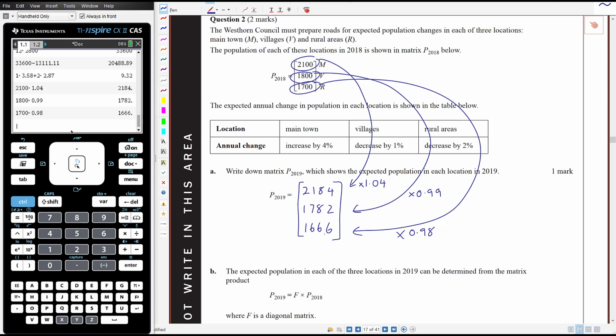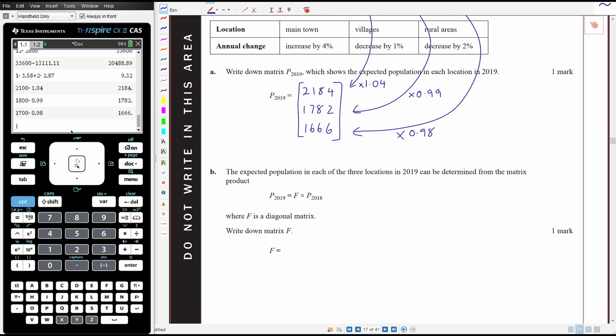So that is 1666. The expected population in each of the 3 locations in 2019 can be determined from the matrix product P 2019 equals F times P 2018. Okay, so we want to think about P 2019 being a 3 by 1 matrix. That's going to be F times P 2018, which was also a 3 by 1 matrix. Okay, so this F matrix is going to have to be a 3 by 3 matrix, so that when we multiply it by a 3 by 1 matrix, it's possible, and so that it gives us a 3 by 1 matrix.